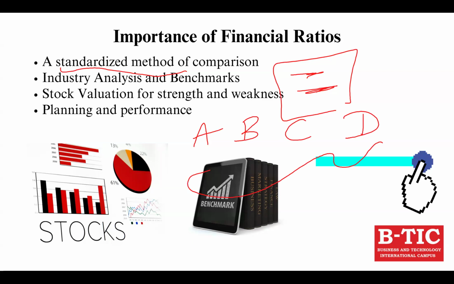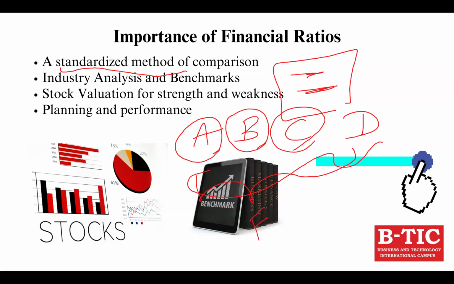So you're not going to use a different set of formulas for A, a different set of formulas for B, a different set of formulas for C. No. For all four companies, we are going to use the same financial ratio formulas to calculate the performance. So that's the reason it says a standardized method of comparison. And also, when it comes to financial ratios, you can simply calculate the financial ratios for any company, any size, any industry.